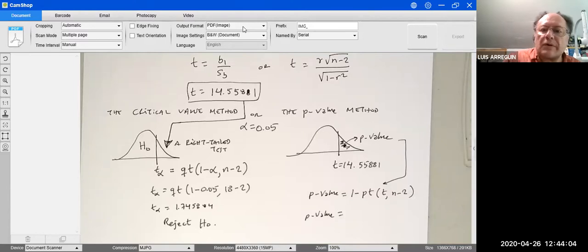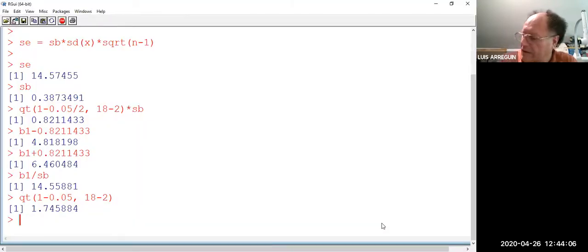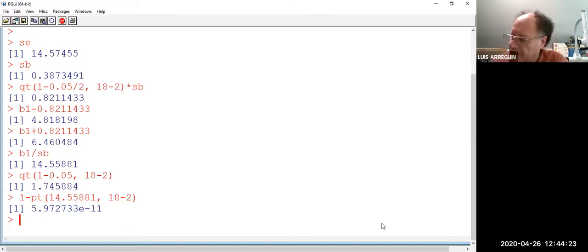So we go back to our console, and now we're going to find 1 minus pt of t. T is just 14.55, comma 18 minus 2 degrees of freedom. So we're going to find a very small value, 5.972733 times 10 to the negative 11. So that's our p-value.